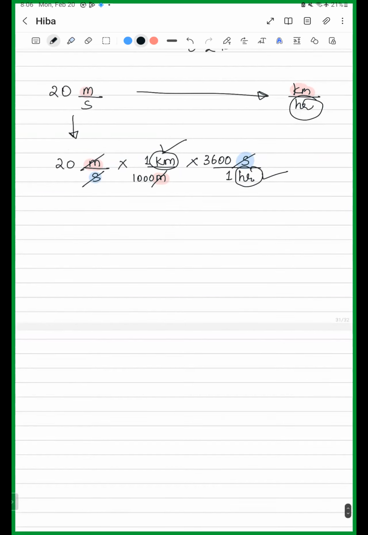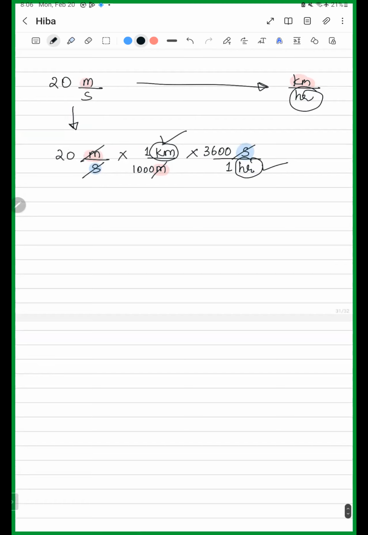Did you understand the seconds part? Because 20 meter divided by second is the same, but there's a difference in the 1 kilometer divided by 1000 meters. I didn't get it. What is the same and what is the difference?